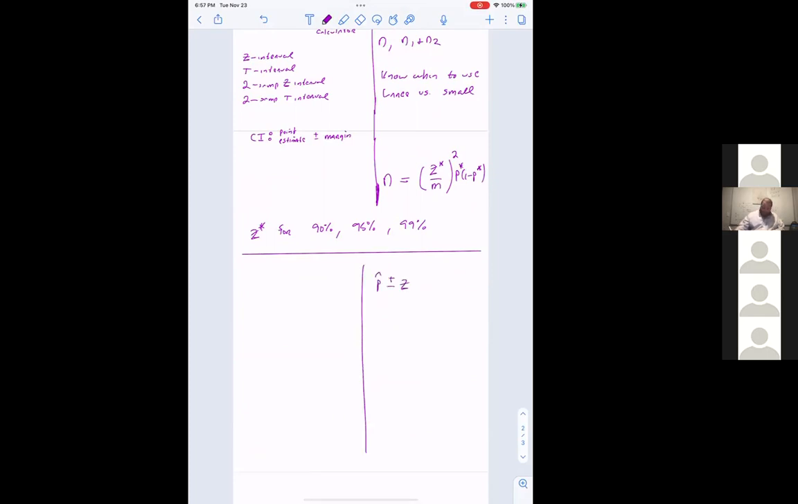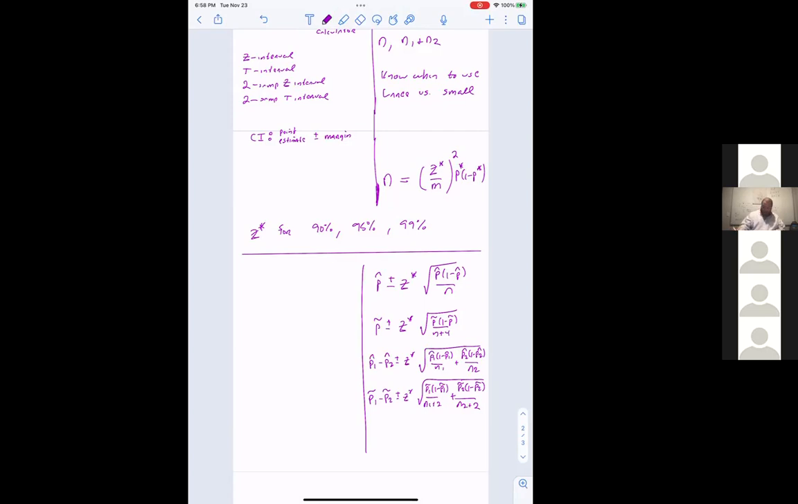P hat plus or minus Z star square root of P hat times 1 minus P hat over N. P twiddle plus or minus Z star square root of P twiddle times 1 minus P twiddle over N plus 4. P1 hat minus P2 hat plus or minus Z star square root of P1 hat times 1 minus P1 hat over N1 plus P2 hat times 1 minus P2 hat over N2, or P1 twiddle minus P2 twiddle plus or minus Z star square root of P1 twiddle times 1 minus P1 twiddle over N1 plus 2, plus P2 twiddle times 1 minus P2 twiddle over N2 plus 2.